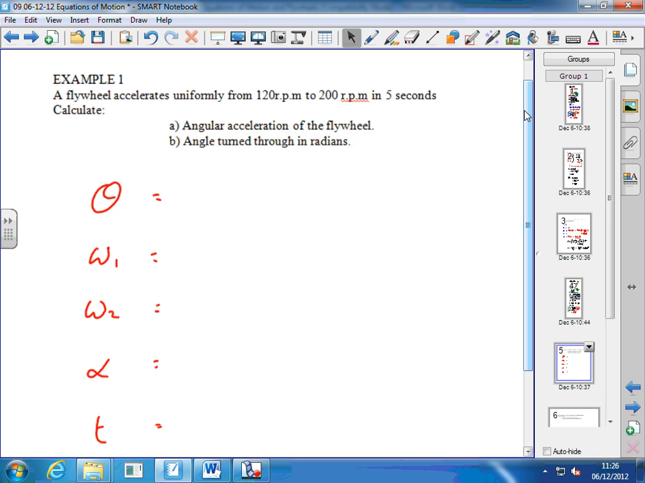We know that omega 1 is 120 RPM. Now, that's not actually an angular velocity, is it? That's a frequency. So the problem here is that we're not given the angular velocity, we're given the frequency.